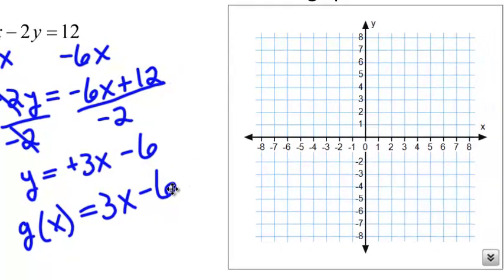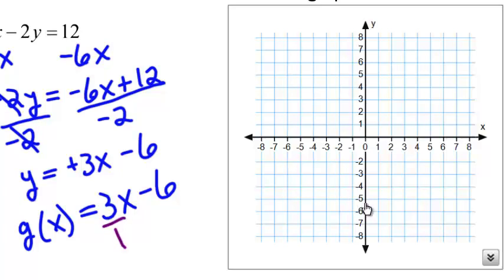Now to graph this, I want to start with the y-intercept, which is negative 6. I'm going to have a point right here. And then I want to use the slope. Now remember, slope is rise over run. That's one of the things that you might have remembered from last year. We also could say it's a rate of change. We talked about that as well. So the rise over run, in this case, is a rise of 3 and a run of 1.